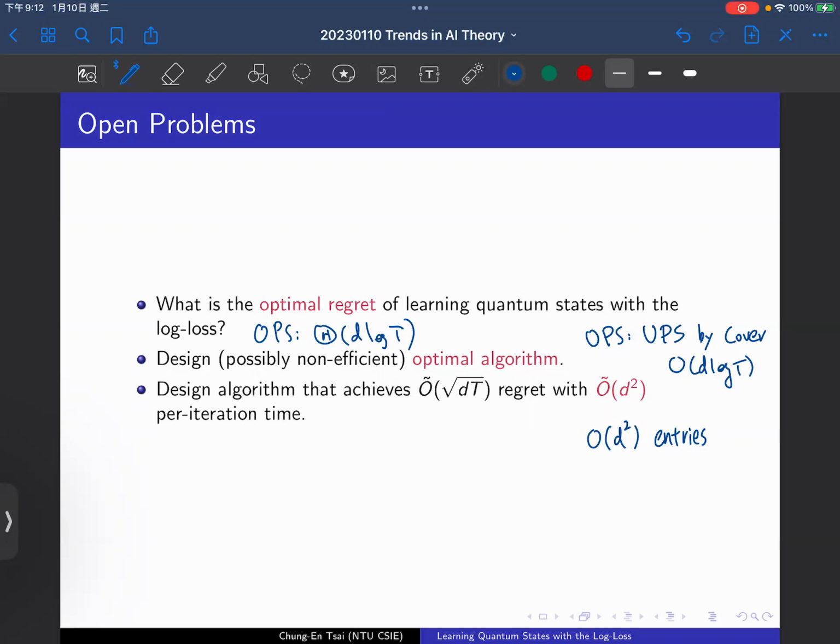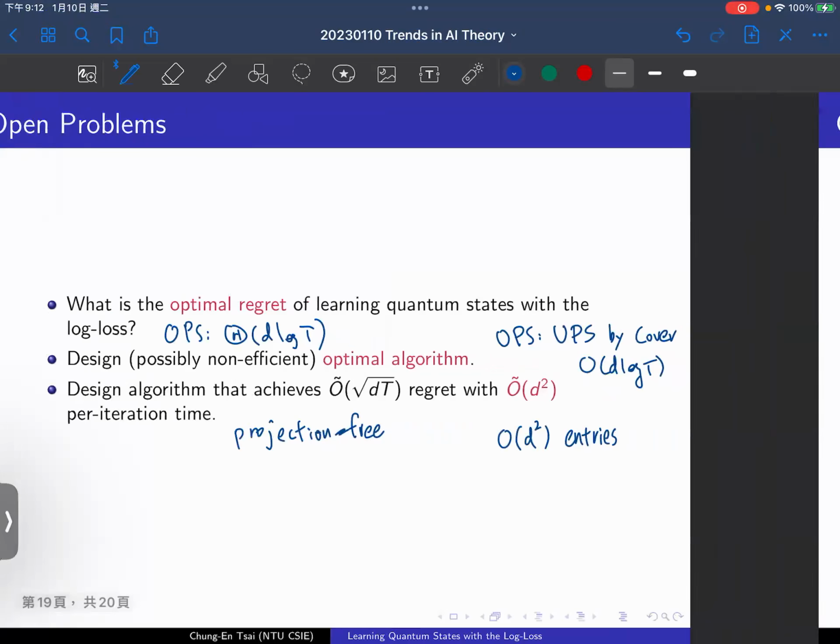And one possible direction is to design projection-free algorithms. If you are interested in any of these open problems and want someone to discuss with, feel free to email us.